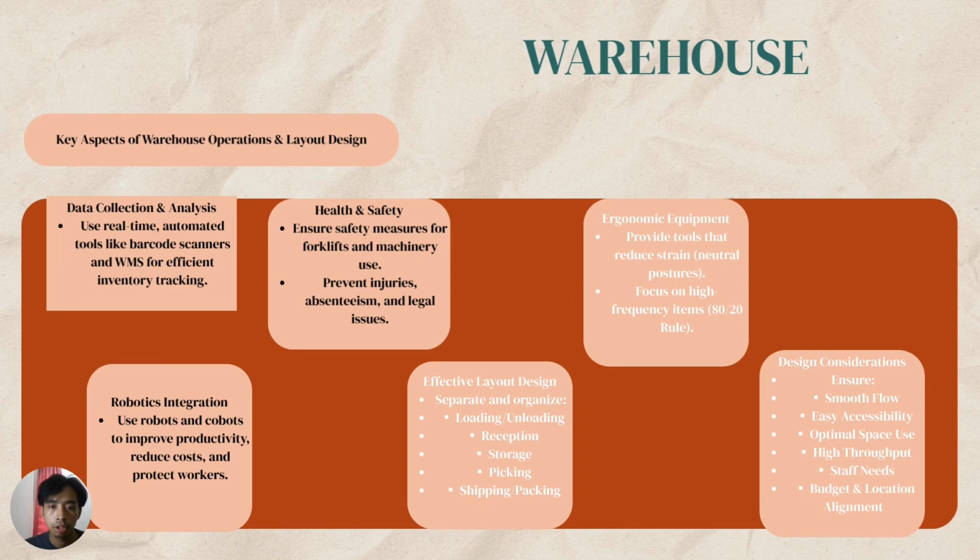So next is the warehouse. There are many key aspects of warehouse operation and layout design. Firstly, data collection and analysis, using real-time automated tools like barcode scanners and WMS for efficient inventory tracking. Also, health and safety, to ensure safety measures for forklifts and machinery use and to prevent injuries, absenteeism, and legal issues. And also robotics integration, using robots and cobots to improve productivity, reduce costs, and protect workers.